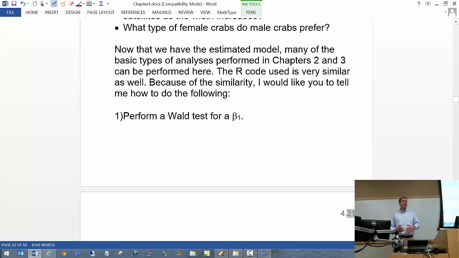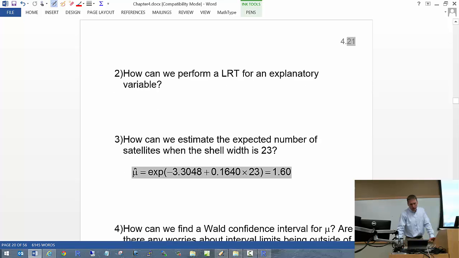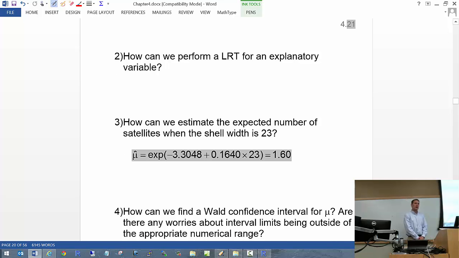So, you know, a lot of the stuff that we want to do then with this model is very similar to what we've done in the past. So, similar to what we did with the multinomial regression model, I'm simply going to have some questions here and ask you, well, how would we do this? We actually just did number 1 here, perform a Wald test. How can we perform a likelihood ratio test for the parameter corresponding to width? What function in R would we use? One of the ANOVAs, for example.